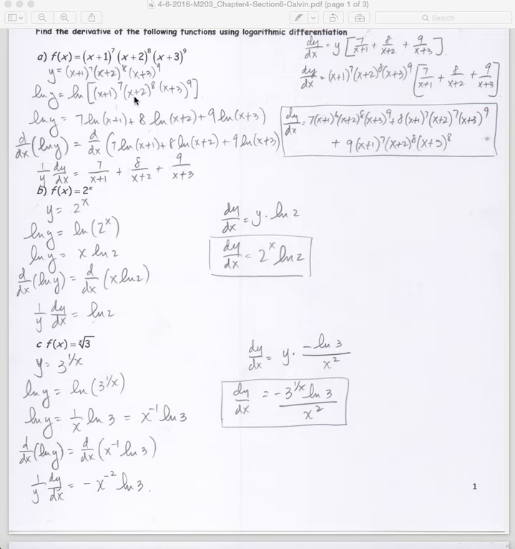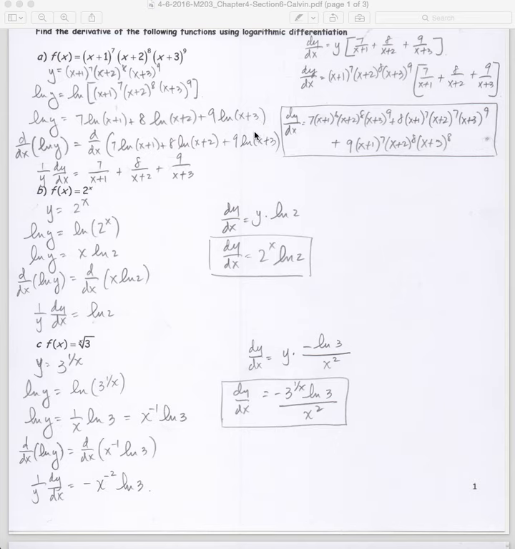The natural log is applied to this quantity, x plus 2. Because these are being multiplied again, it's going to be a plus. The 9 drops down, the natural log is applied to the quantity x plus 3. So your natural log of y is equal to 7 natural log of the quantity x plus 1, plus 8 natural log of the quantity x plus 2, plus 9 natural log of the quantity x plus 3.